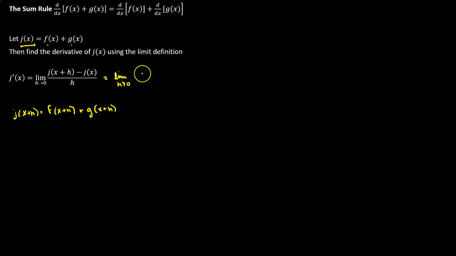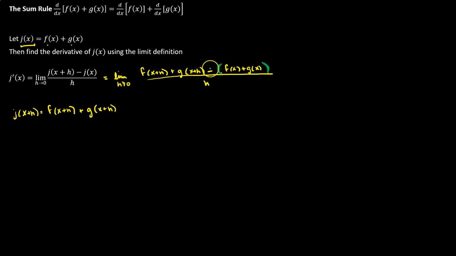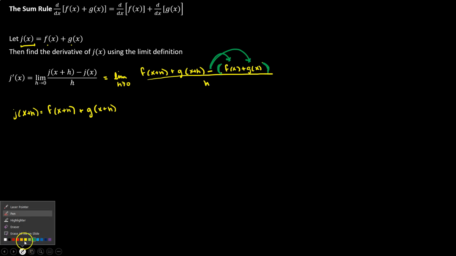So we can rewrite that limit definition for j prime, where the numerator, instead of j of x plus h, becomes f of x plus h plus g of x plus h. And then instead of subtracting j of x, we're going to replace that with the f of x plus g of x definition for j. And then of course we'll copy over the h in the denominator. Now I've got some parentheses around the f of x plus g of x, and they are serving a purpose here. It's making sure we distribute our negative into each one of those terms. So I'm going to go ahead and distribute that and then rewrite our limit.